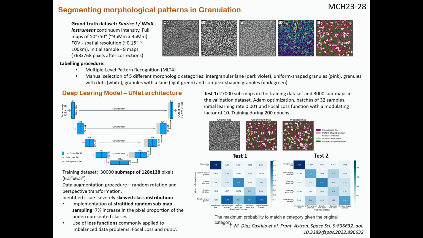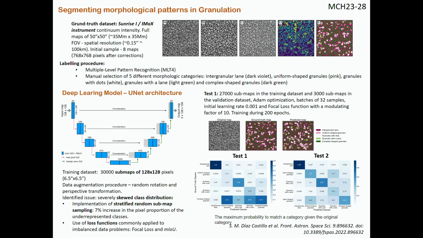We take a supervised approach, so we need to create the labeling of these morphological patterns. We initially segment granules, individual cells of granules, using a multi-level pattern recognition algorithm that is publicly available. Basically, they use a multi-thresholding procedure. They separate in equally spaced values of intensity threshold, going from top to bottom in intensity. Probably we can take more time later to discuss how this method works, but basically it produces the segmentation of every single granule.